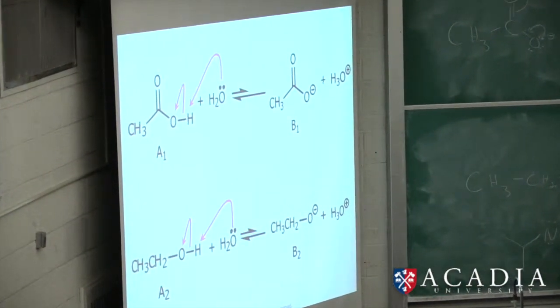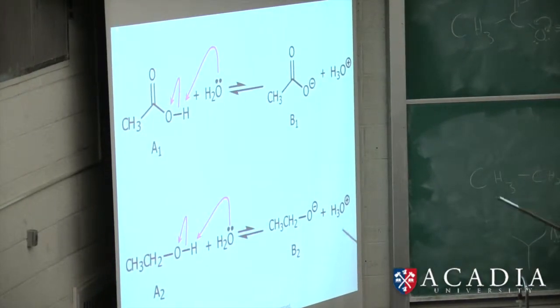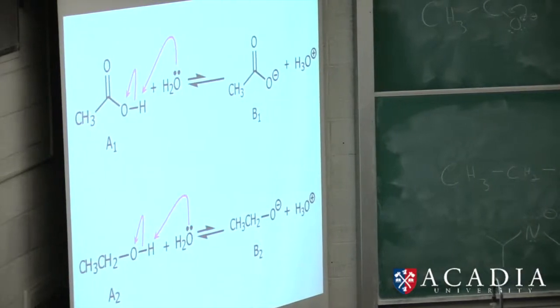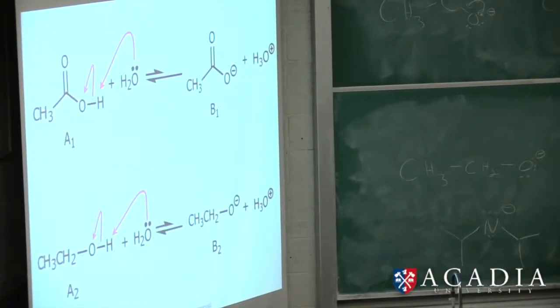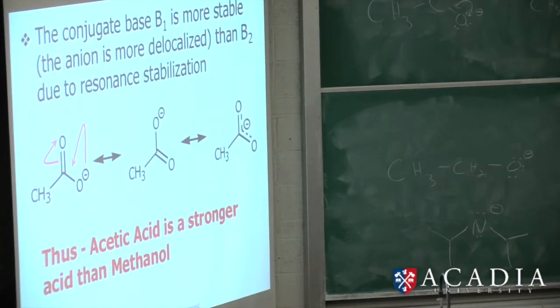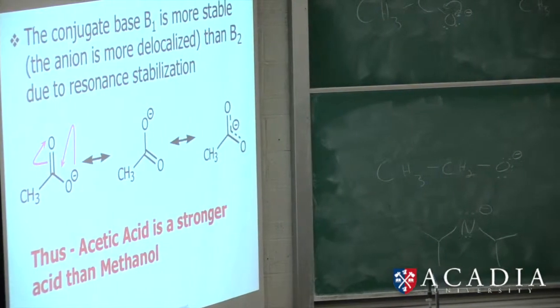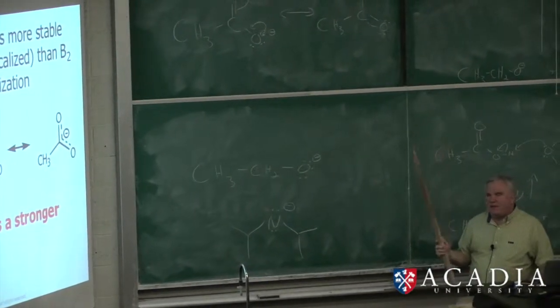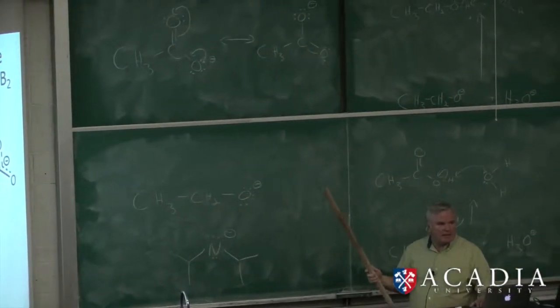And here we see what I've just done on the board, with the difference between acetic acid and methanol. We end up with these where we can disperse our negative charge on the acetate. So acetic acid is a better acid than ethanol. I'm sorry, I think I may have said methanol. I mean to say ethanol.